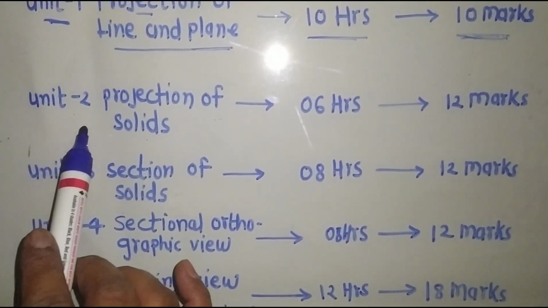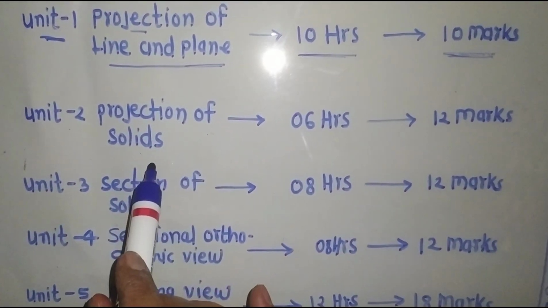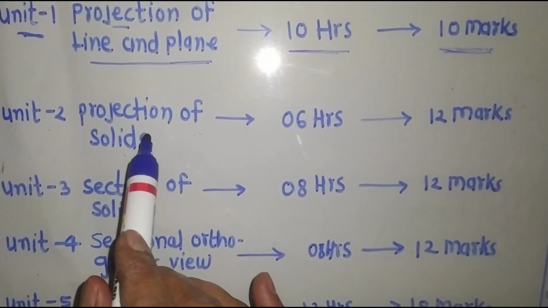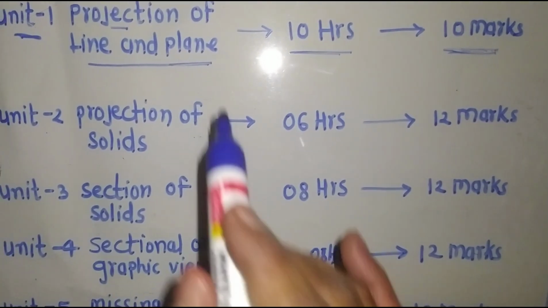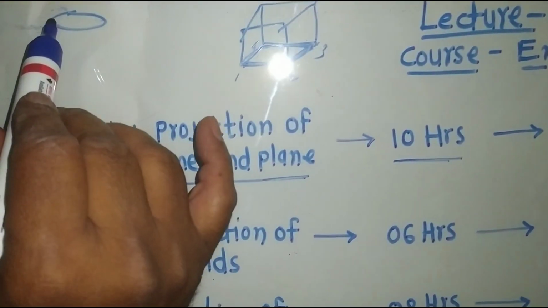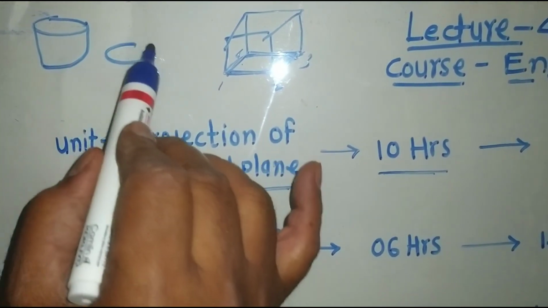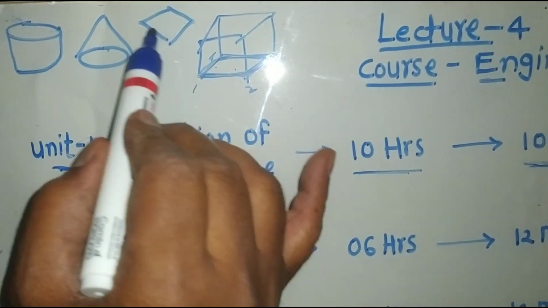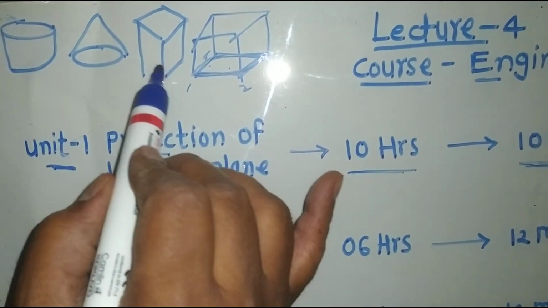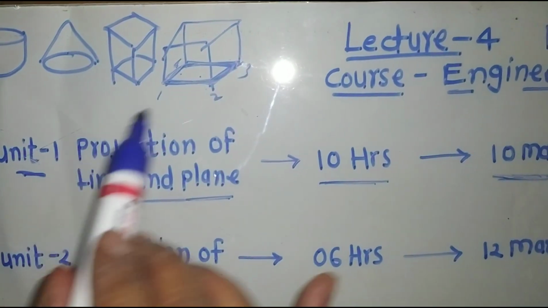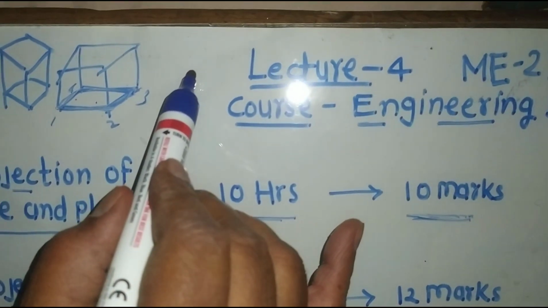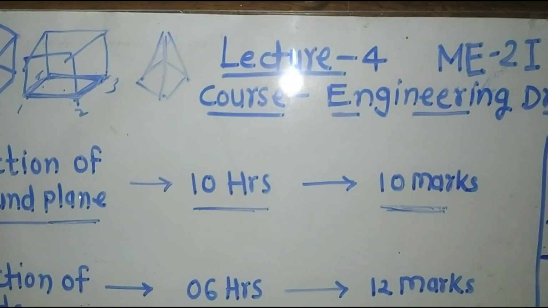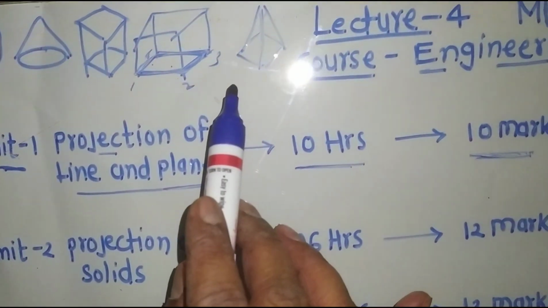Now the second unit is the projection of solids. We know the common solids you have studied from the 8th standard, such as the cylinder, cone, and prism. This is a square prism. Then a cone, and this is a pyramid having an apex. These are the basic solids.